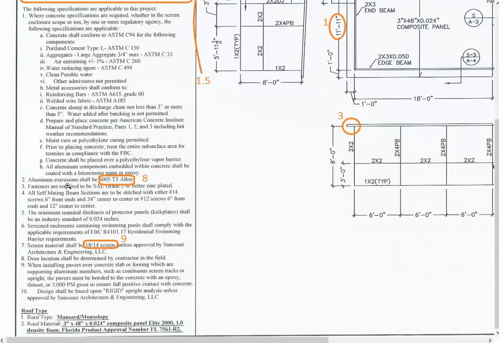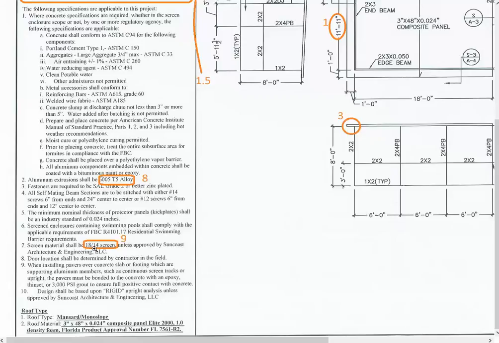Going on down here to number 8, this specifies the gauge of aluminum that we have to have, 6005 T5 alloy. That's pretty standard for aluminum enclosures in Florida. If you go out of state, they'll use a lower gauge, below 6,000, lower T as well. 6005 is pretty much the best on the market, and that's pretty much going to be standard for all of Florida.